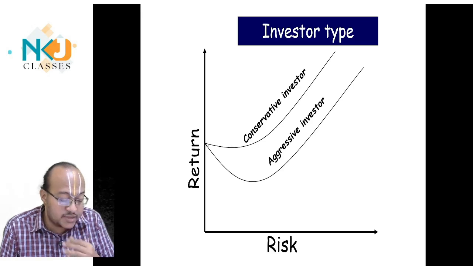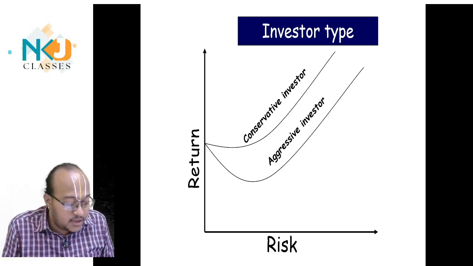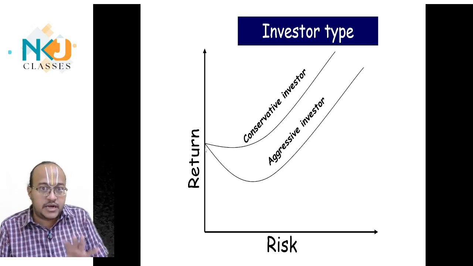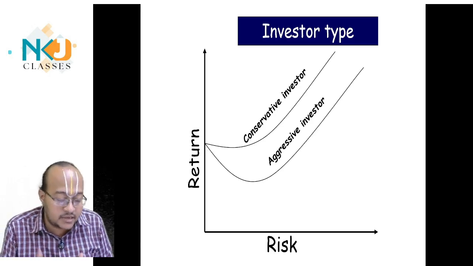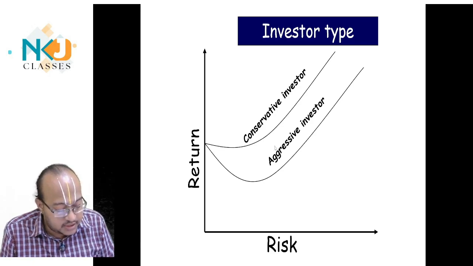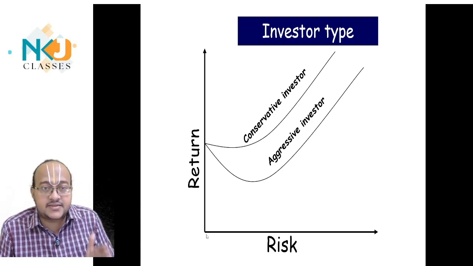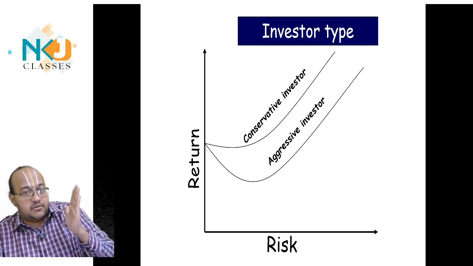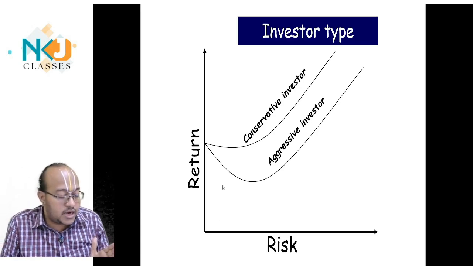Aggressive. What is this diagram all about? I'll explain. Both are risk takers, both are risk lovers. Assume that they are taking risk. Risk is moving rightwards, isn't it? See here, risk is on the x-axis and return is on the y-axis. Correct? We start from the 0 point, where 0 risk is there.